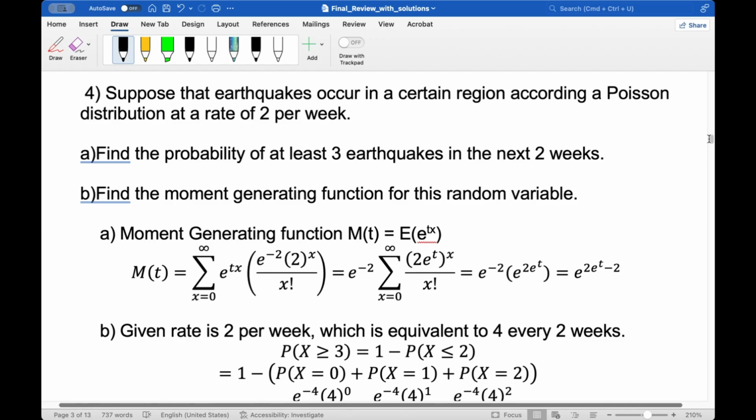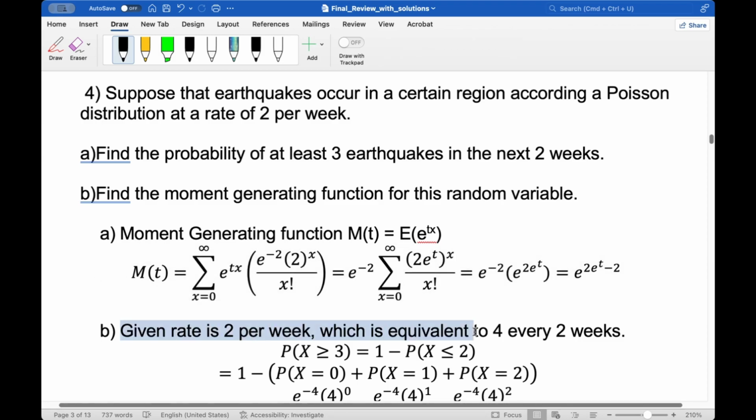All right, number 4. Suppose that earthquakes occur in a region according to a Poisson distribution at a rate of 2 per week. Find the probability of at least 3 earthquakes in the next 2 weeks. So we have to adjust for the change in the time length here. We have 2 each week. We want to study 2 weeks. So that's going to be 4, 2 per week. So that's 4 every 2 weeks.